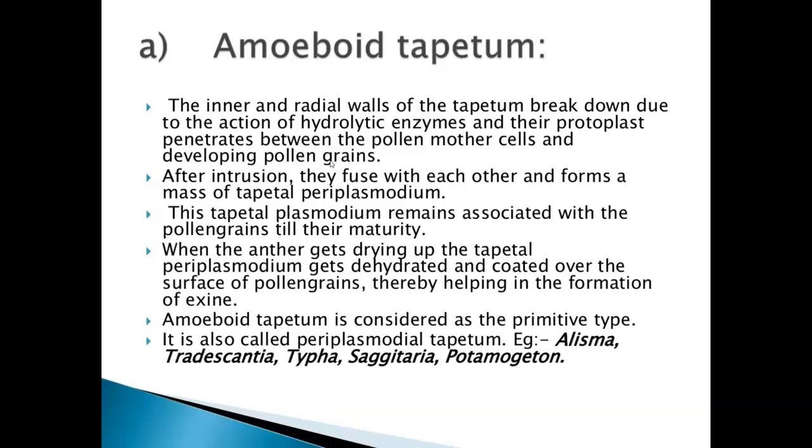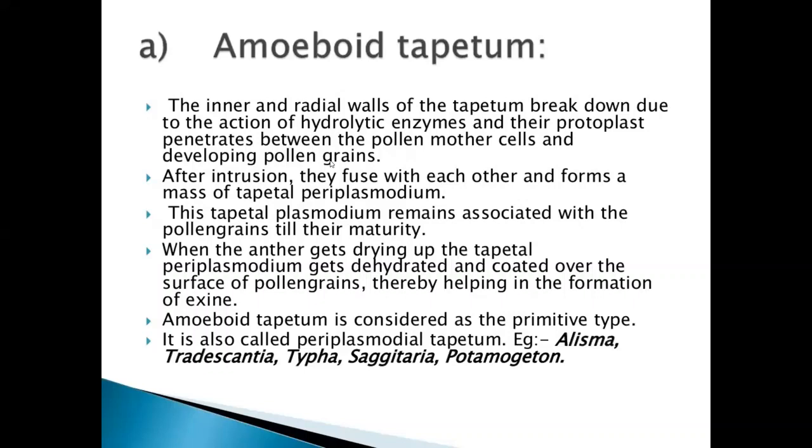But what is the development of the amoeboid tapetum? The inner and radial walls of the tapetum break down due to the action of the hydrolytic enzymes, and their protoplast penetrates between the pollen mother cells and developing pollen grains. After interaction, they fuse with each other and form a mass of tapetal periplasmodium. This periplasmodium, or tapetal plasmodium, remains associated with the pollen grains till their maturity.